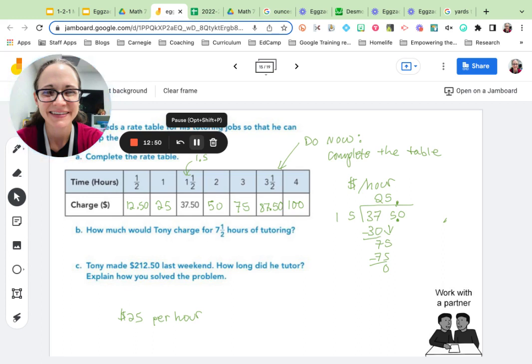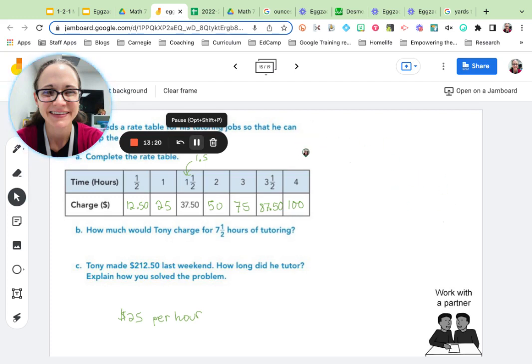Now, how much would Tony charge for 7.5 hours of tutoring? There's more than one right way to solve this problem, so I want you to pause the video again. This is a great opportunity to talk with your partner. And I want you to see if you can find more than one way to answer question B. How much would he charge for 7.5 hours of tutoring? Pause the video, talk with your partner, and remember your goal is to solve this problem in more than one way.